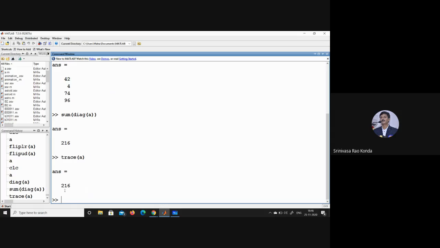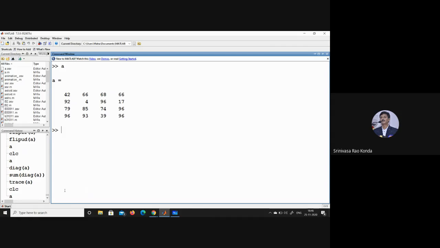Okay. Trace of A. Now A is with me. We can display the principal diagonal elements. The next question is how to display the second diagonal elements. Whether it is the correct word or not, I don't know. Second diagonal elements: 96, 66, 66, 96, 85, 96. How to display the second diagonal elements?